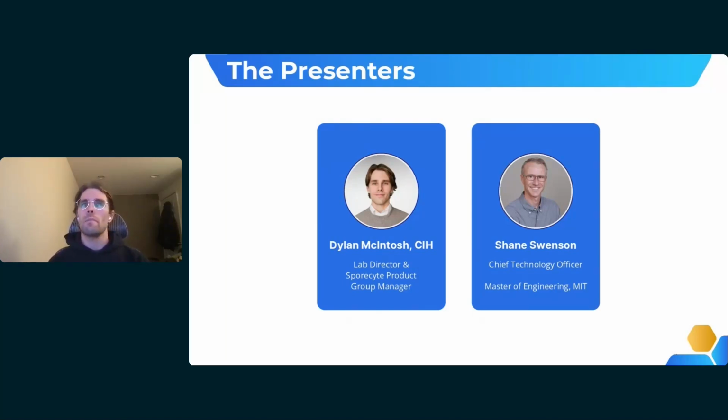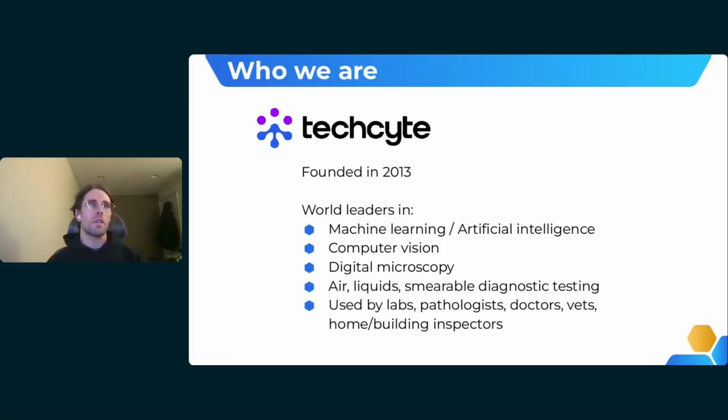And myself, I'm Dylan McIntosh, a certified industrial hygienist. Here at TechSight, I wear many hats. I'm primarily the product group manager for the Sporesight product. I oversee just about every little thing about this product. I'm our laboratory director, and I even do some analysis there on the samples themselves. So that's a little bit about us, who we are as an organization.